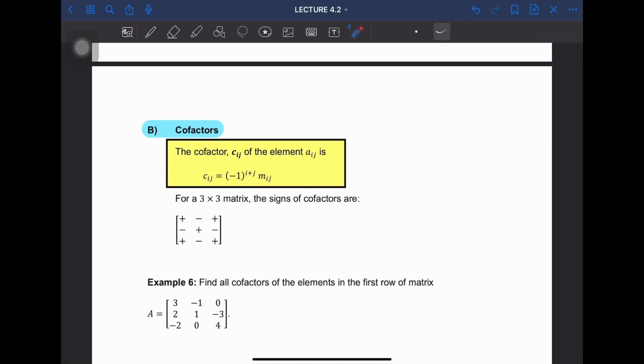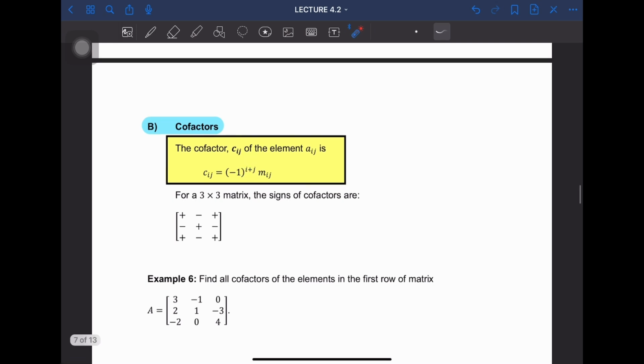Okay, so the cofactor Cij is equal to negative 1 to the power of i plus j, multiplied with minor Mij. For example, to find cofactor C11, it is negative 1 to the power of 1 plus 1, multiplied with M11. Negative 1 to the power of 2 is positive 1, so it becomes positive M11. Next, let's try cofactor C12. Negative 1 to the power of 1 plus 2, multiplied with M12. Negative 1 to the power of 3 is negative 1, so we get negative M12.